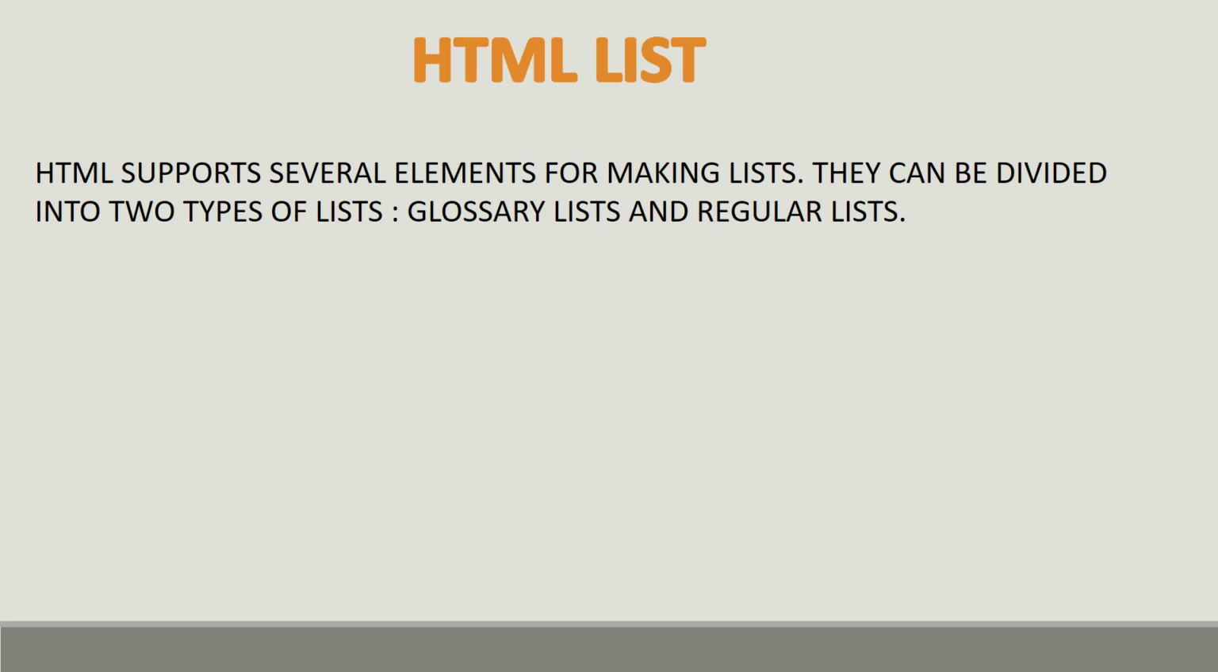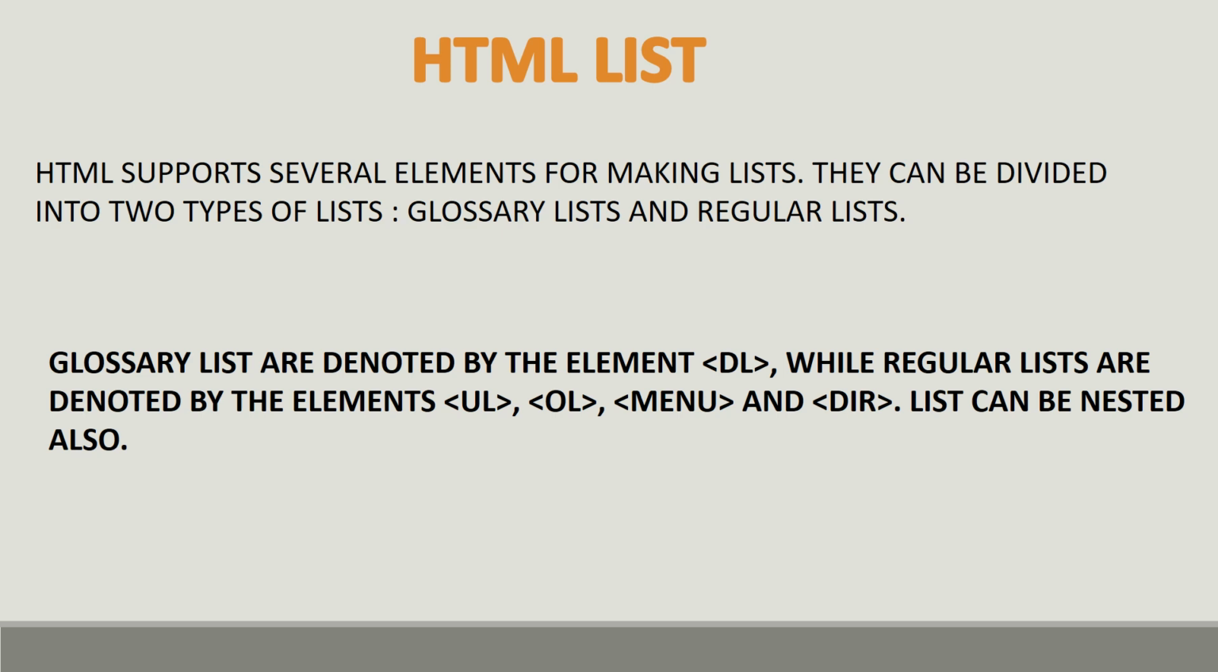List in HTML supports several elements for marking lists, and they can be divided into two types of list. One is your glossary list, and the other is your regular list. Glossary lists are denoted by the element DL, that means description list, while regular lists are denoted by elements like UL, which stands for unordered list, OL, which stands for ordered list, menu, and DIR, which stands for directory list. A list can be nested also, meaning one list can come inside another list. That kind of list is called your nested list.